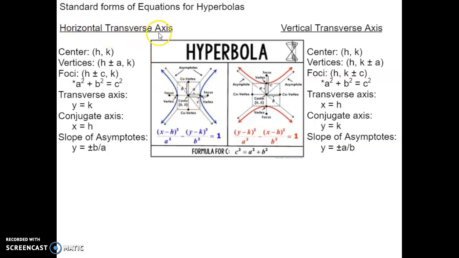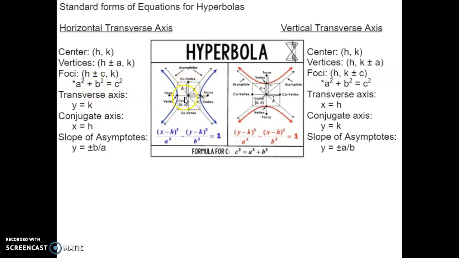a horizontal transverse axis. The transverse axis is the one that would go right through the vertices and the foci. There's a focus on the left and a focus on the right. The center is going to have coordinates (h, k), just like circles, ellipses, etc. The vertices are going to be a units left and right of the center. The foci are going to be c units left and right of the center.